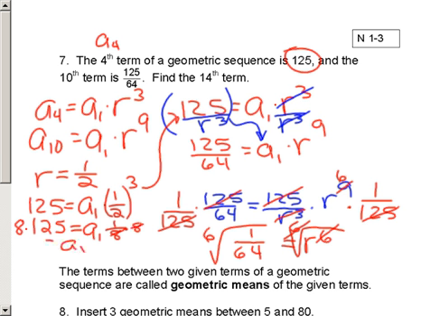Did we answer the question? What are we trying to find? 14. We're trying to find A14. You didn't quit, did you? Okay, so A14. What's my power going to be? 13. Yeah, the 1/8 times 8. 1/8 of 8 is 1. So the 1 just goes away.